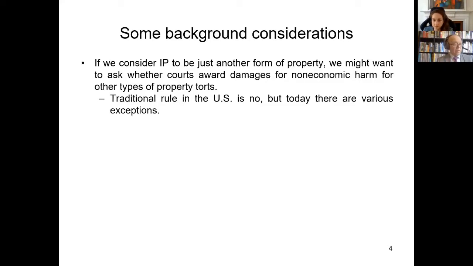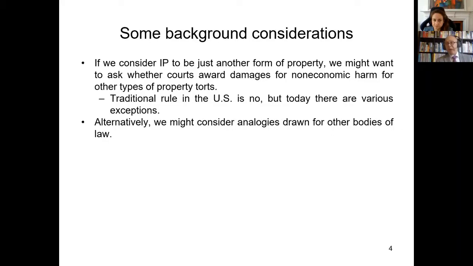Another possible analogy might be to consider other bodies of law, non-IP law, that specifically deal with various types of non-economic harm, protecting it, measuring it, and how do they do that? What are some of the limitations? What are some of the challenges that we find in these other bodies of law? And so one very obvious example, if we are talking about reputational harm, would be to consider the law of defamation, libel, slander, injurious statements, false statements that might injure a person's reputation.